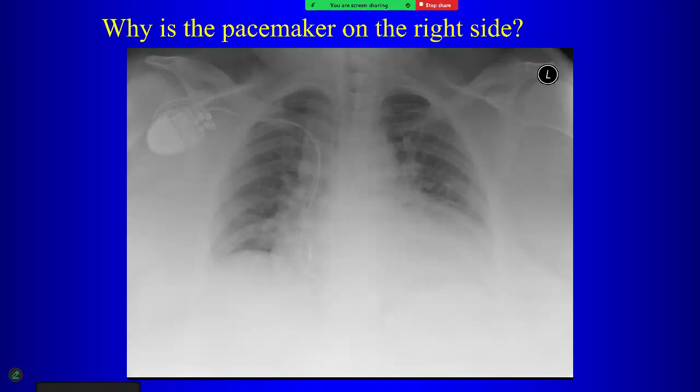But why are most pacemakers placed on the left side? Most people are righties. Most people are right-handed, right? And so because of the motion of the right arm, that's going to expose the wires to all kinds of shear stress, right? So you'd want to avoid that as much as possible. So that's why most pacemakers are placed on the left side. Most patients are right-handed. But if you have a left-handed patient, you may place the pacemaker on the right side. Okay.